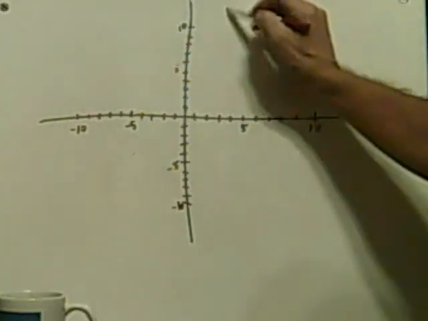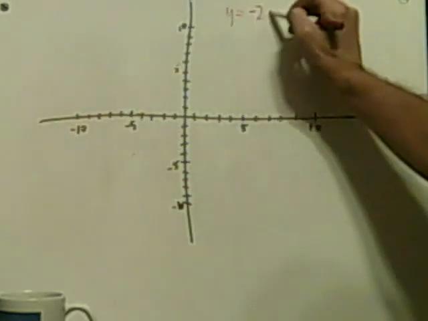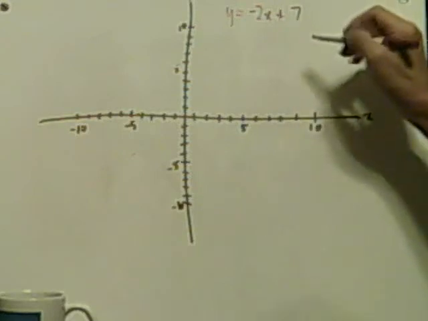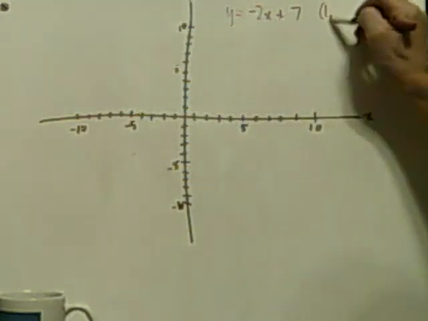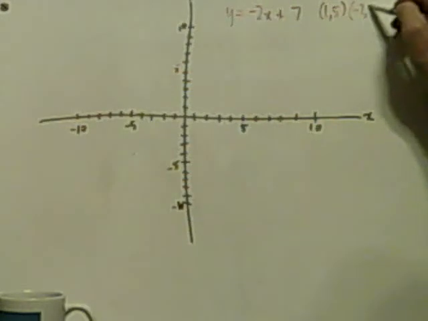Now let's go to number 12. Determine whether each ordered pair is a solution. Y equals negative 2x plus 7. And they want us to test this for the points 1, 5 and negative 2, 3.